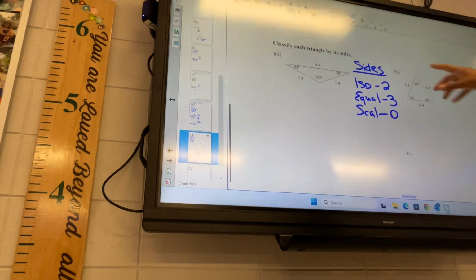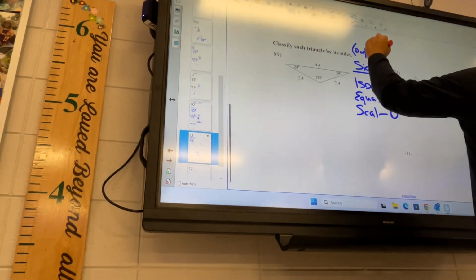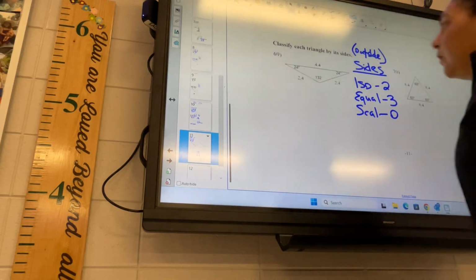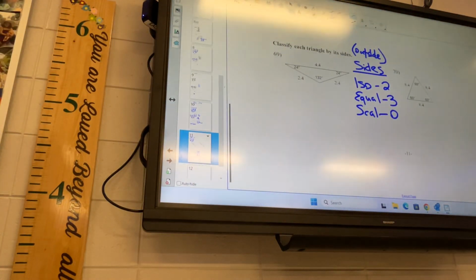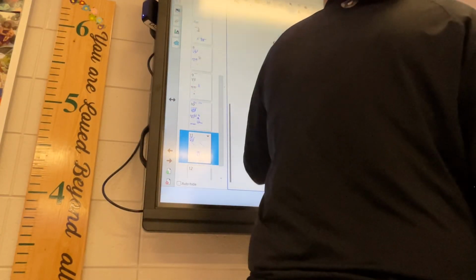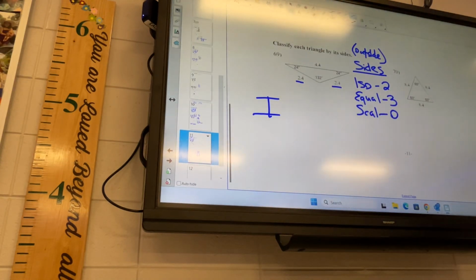Okay, so if we look at this, the sides are the outsides. This is the outside of the triangle is what you're really looking at. So how many of the sides are the same on the outside? 2, right? So the 2.4 and 2.4, so that's going to be an isosceles.